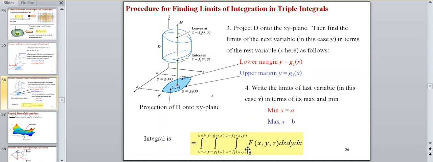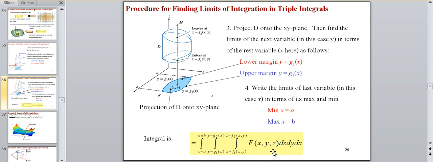So we set up the integral like this. The integral of capital F of x, y, z, dz dy dx. You can see z is from f1 to f2 of x and y. y is from g1 of x to g2 of x, and x is from a to b. So now this integral is set up correctly.